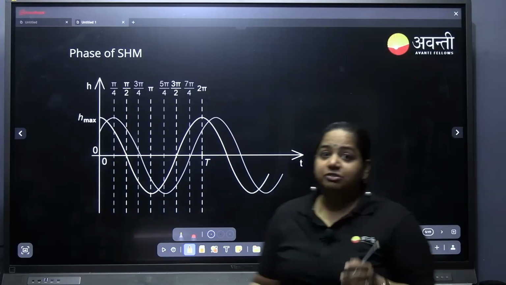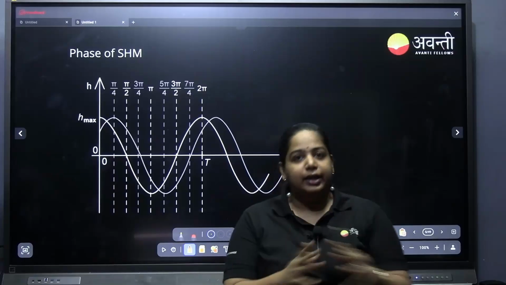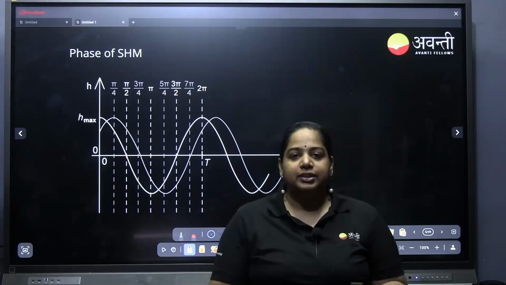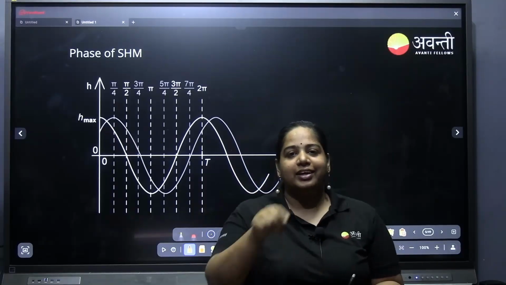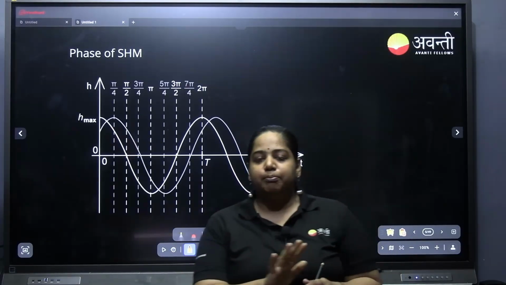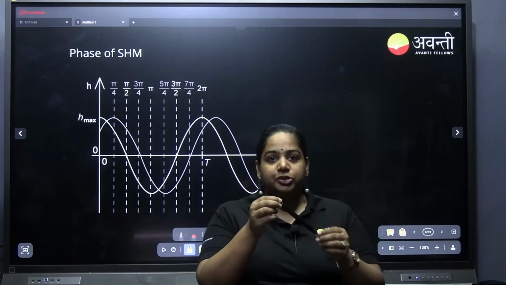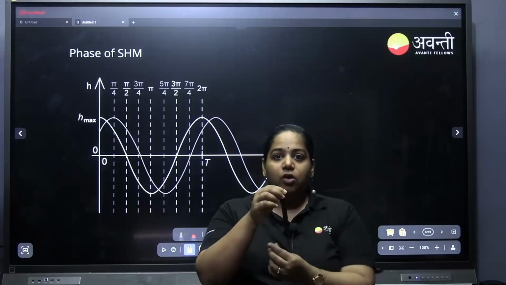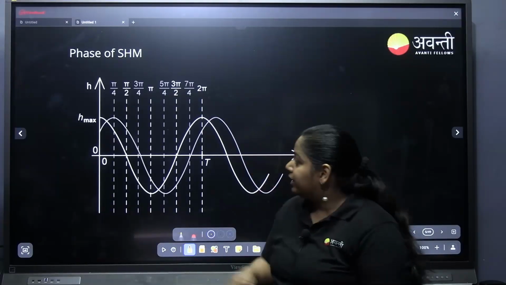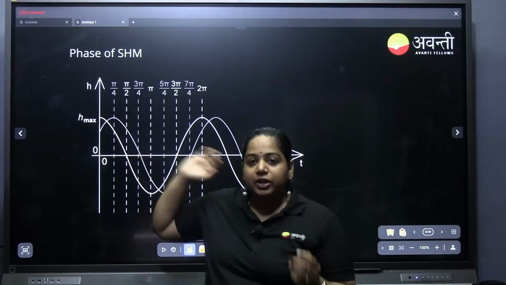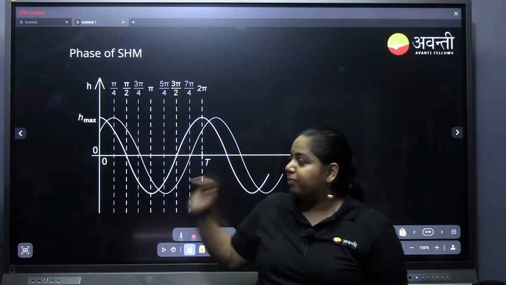Now let's see what is phase of SHM. Phase doesn't mean any complicated thing. Just imagine there is an oscillation, okay? It is oscillating and you are starting the timer. You have done the simple pendulum experiment, right? You will start the timer either at extreme position when you start the oscillation, or from the middle when it reaches there. Depending on where you start the timer, our motion will be different.